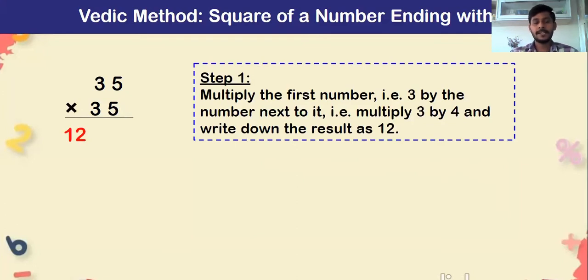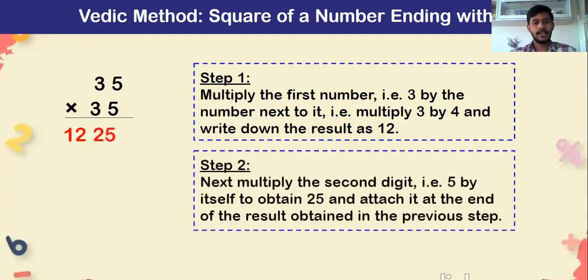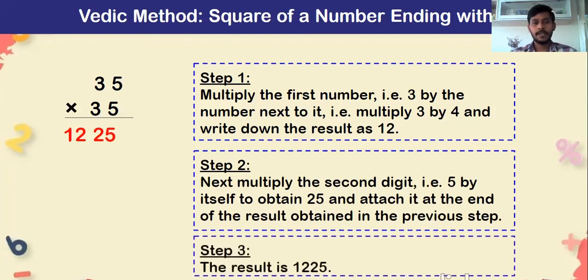multiplying 3 with its next number, that is 4. So 3 into 4 is 12, and it is not the final result. After that, the second step will be multiplying 5 with itself, which gives 25, and combining it will give our final answer, that is 1225.